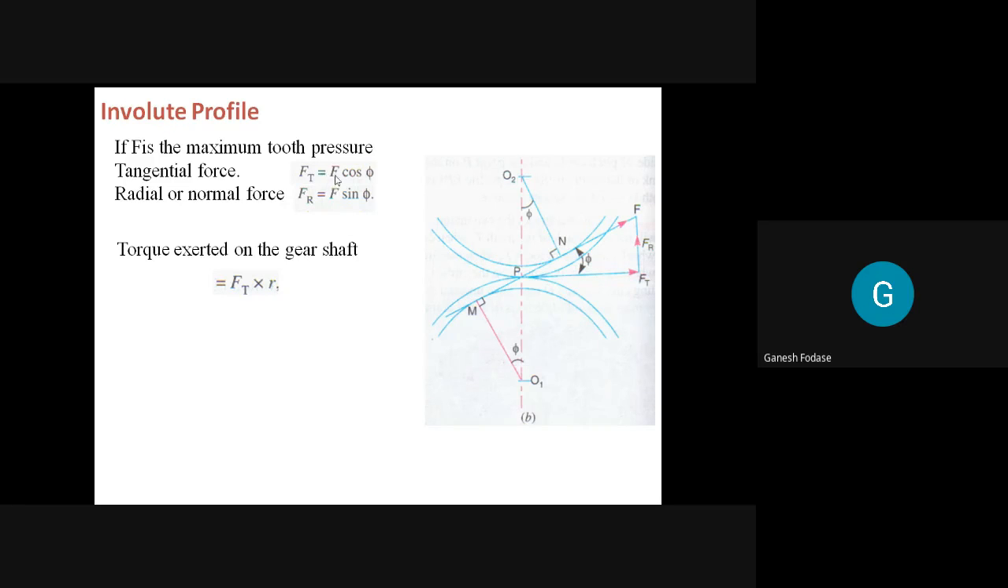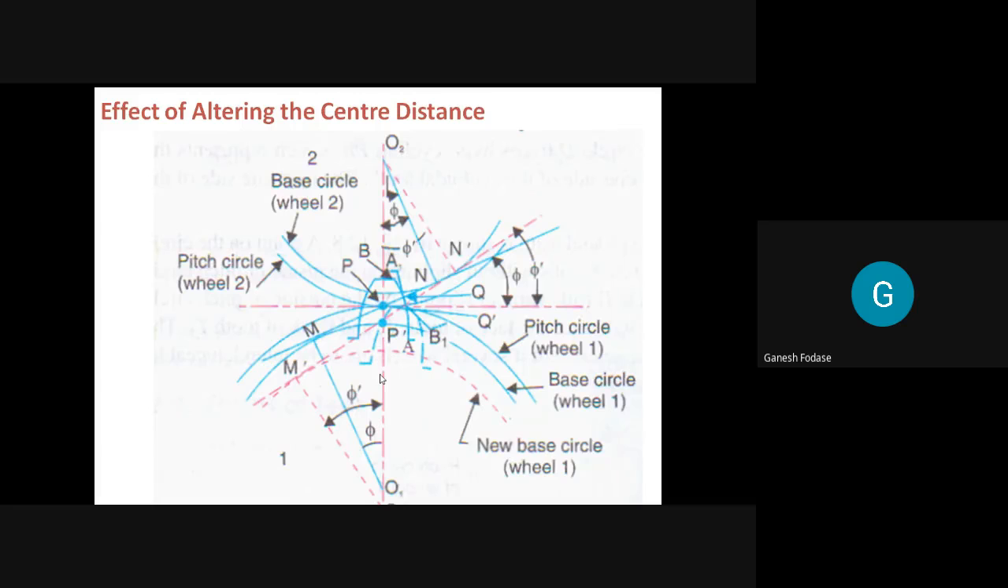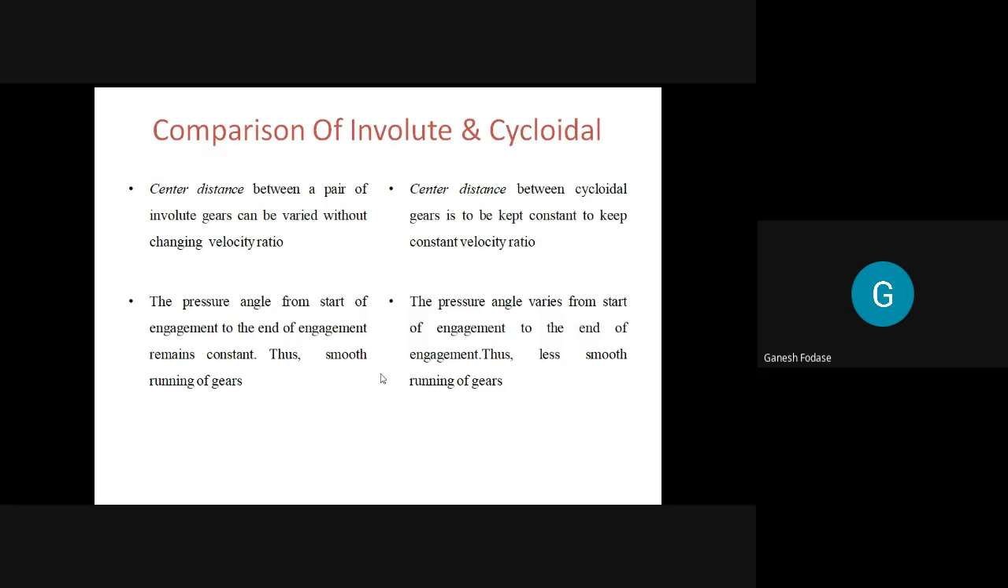Once Ft is known, we can find out F as well as Fr in terms of F, provided that pressure angle phi is known. So Ft is equal to F cos phi and Fr is equal to F sin phi, a simple relation that can be used for force analysis of a spur gear. This we will discuss later.